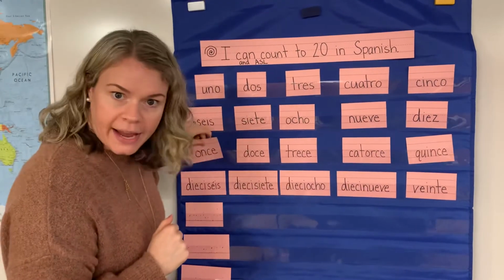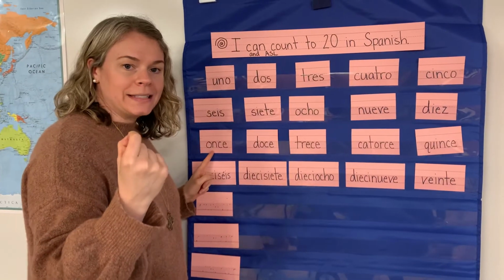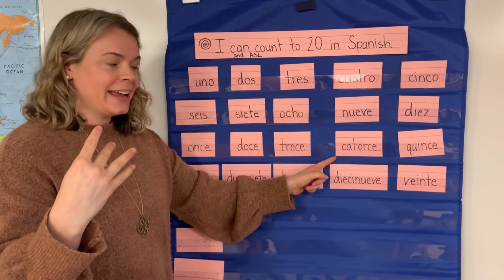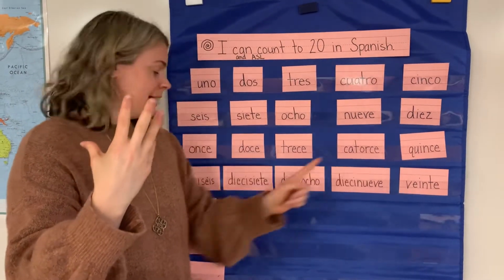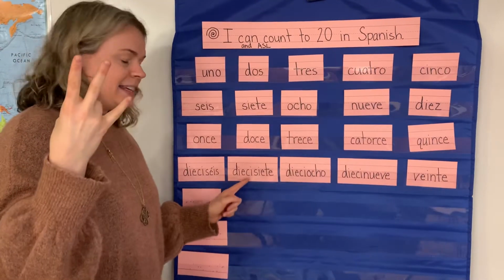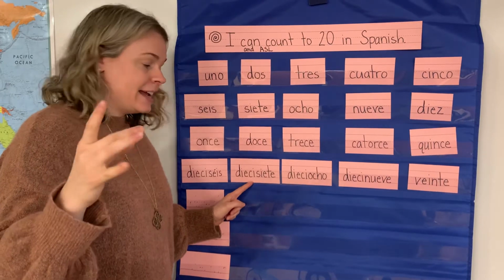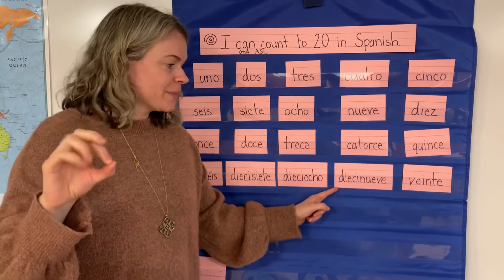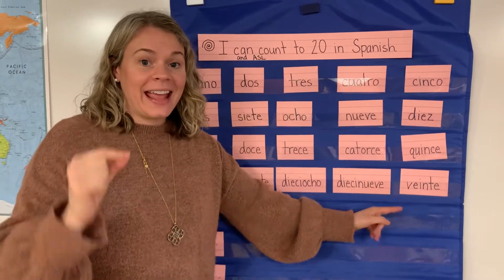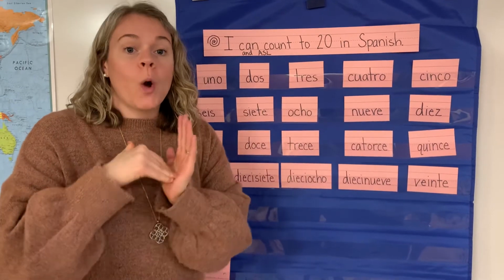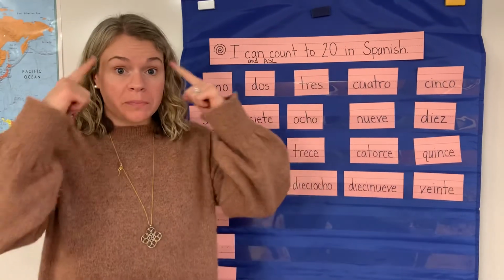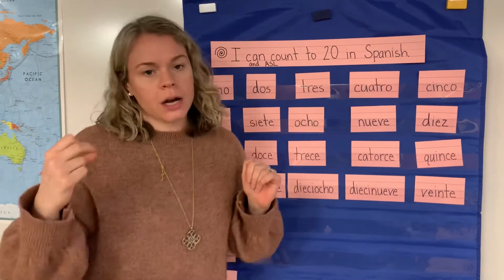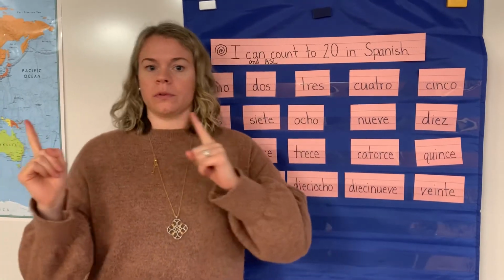Oh, I forgot once. 11, 12, 13, 14, 15, 16, 17, 18, 19, 20, comienza otra vez. Whoa, baby. That is a brain and a hand exercise too, to put those all together. Let's do it one more time, a little bit quicker. And if you need to see it slower, you can rewind and watch it again.